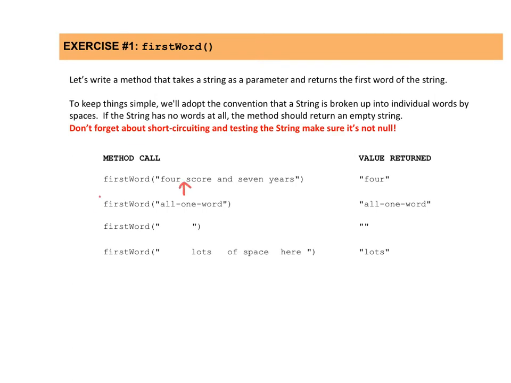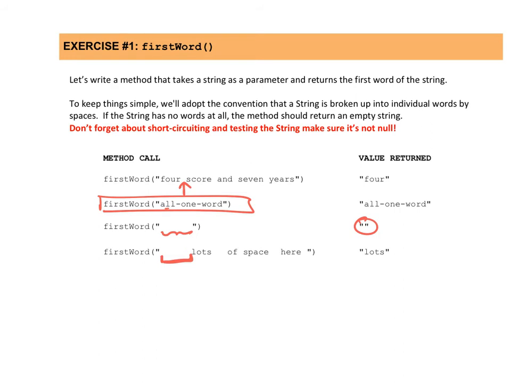Notice how in this example right here, the entire thing is considered a word because there are no spaces. And here, because it's all spaces, there's literally no word, so we return an empty string. And here, we've got a lot of extra spaces in the front. I'm going to show you what to do with those extra spaces.